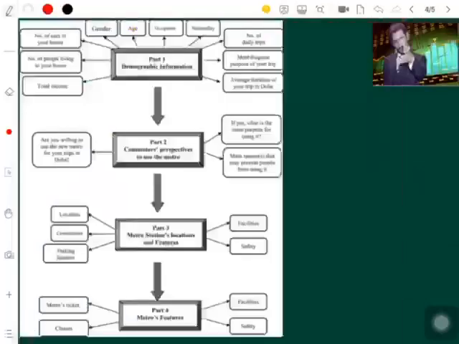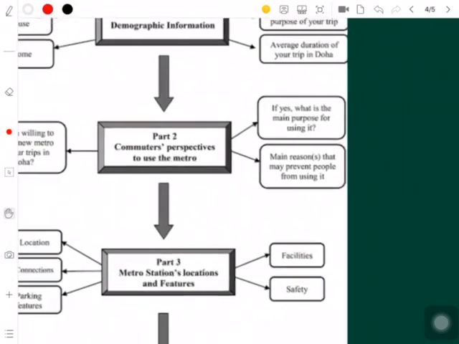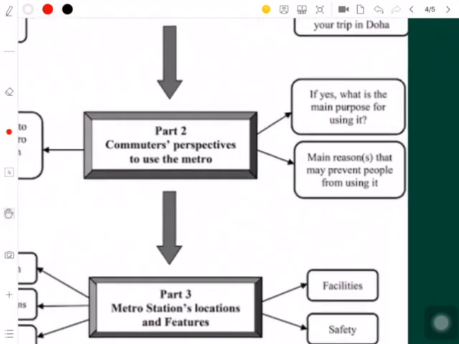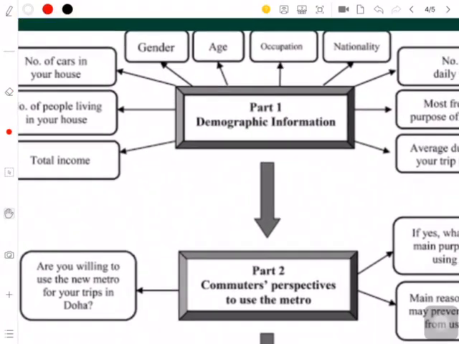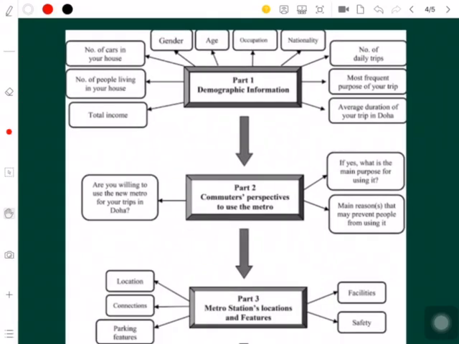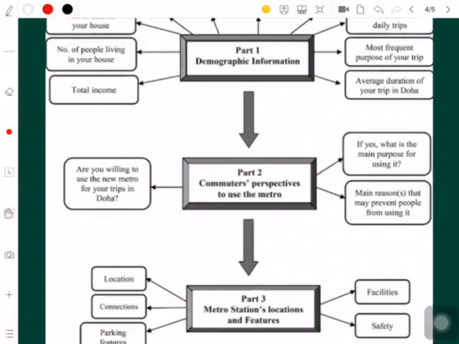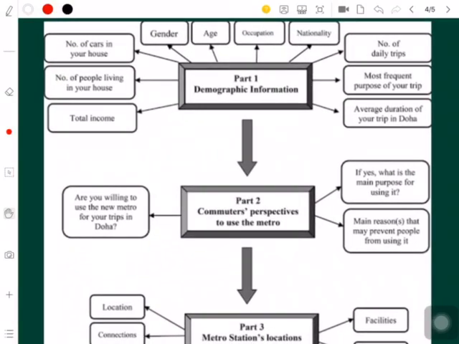So dear students, I have prepared a flow chart for you. By virtue of this flow chart, you will come to know what a questionnaire is and what it looks like. Your questionnaire has different parts. What does a typical questionnaire look like? I'll show you, but first, look at what it contains.